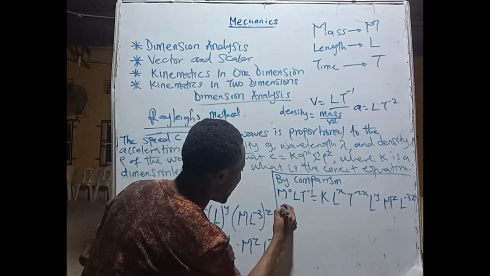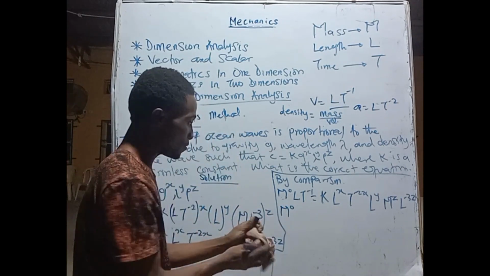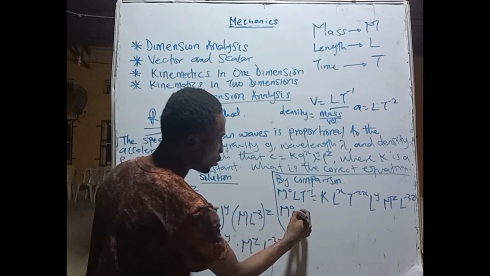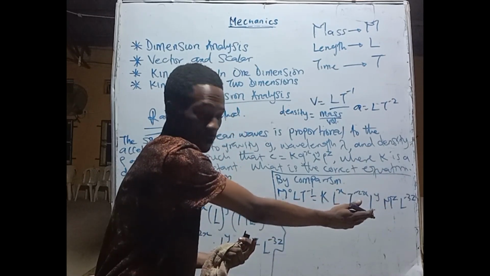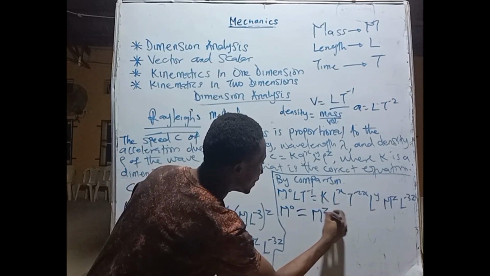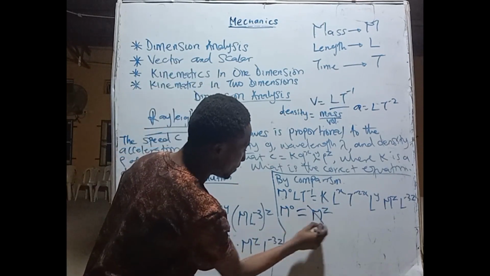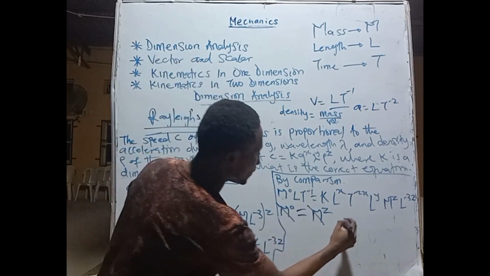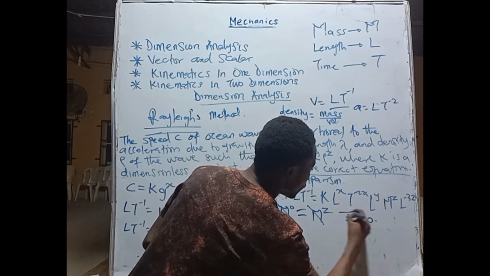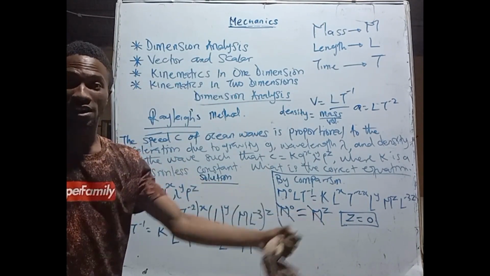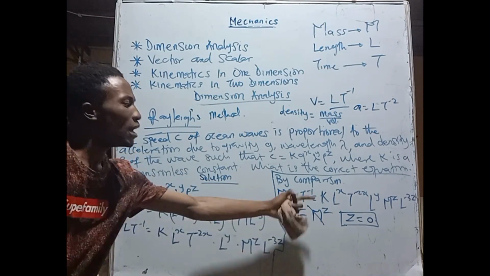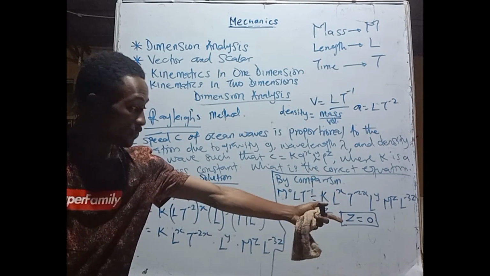Alright, so M raised to power 0, this is my left hand side, will be equal to every one of the M variables here. So this equals M raised to power z. So M chop out M, we are having z equals 0. So we've gotten one of the powers. Z equals 0. Let's keep that. Now let's try to get the other variables too.